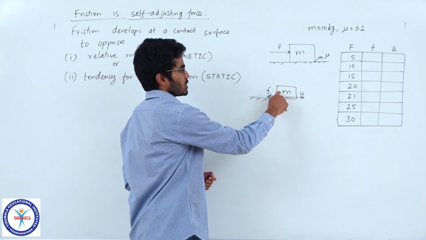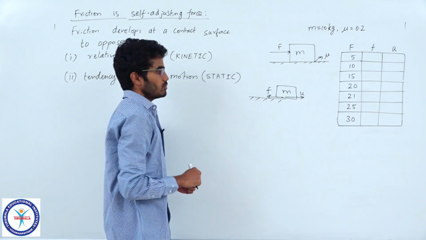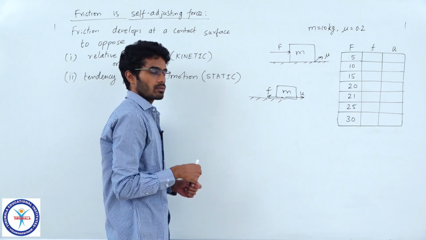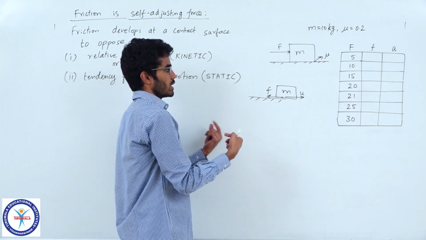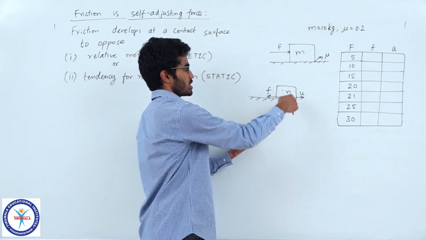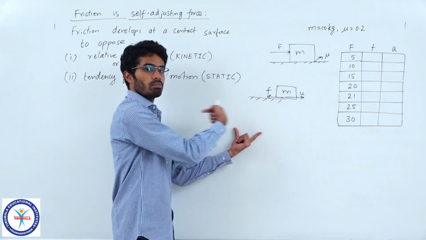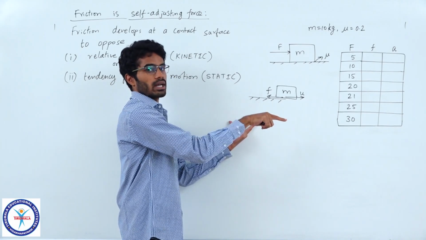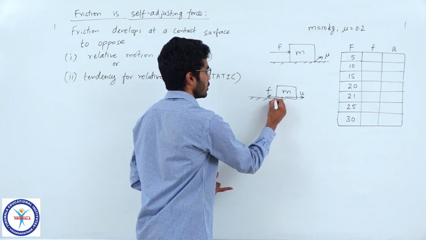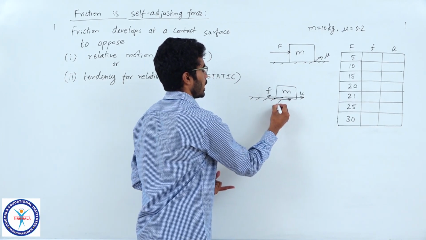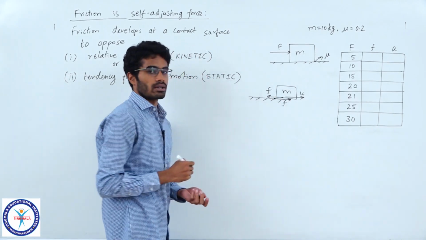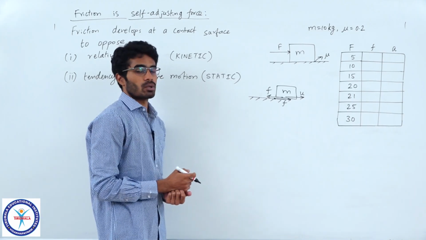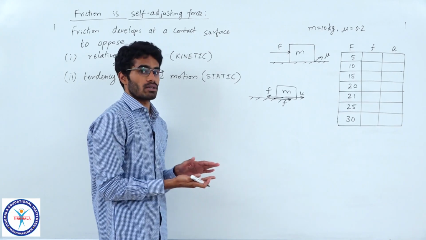Now, let us see the case with respect to block. Now, in block's frame, the ground is moving backwards with some velocity. Now, there is a relative motion here. With respect to the block, the ground seems to be going backwards. So, the friction develops on the ground to oppose that. So, on the ground, the friction will be acting towards right. So, that is how friction develops. It tries to oppose the relative motion between the two contact surfaces.